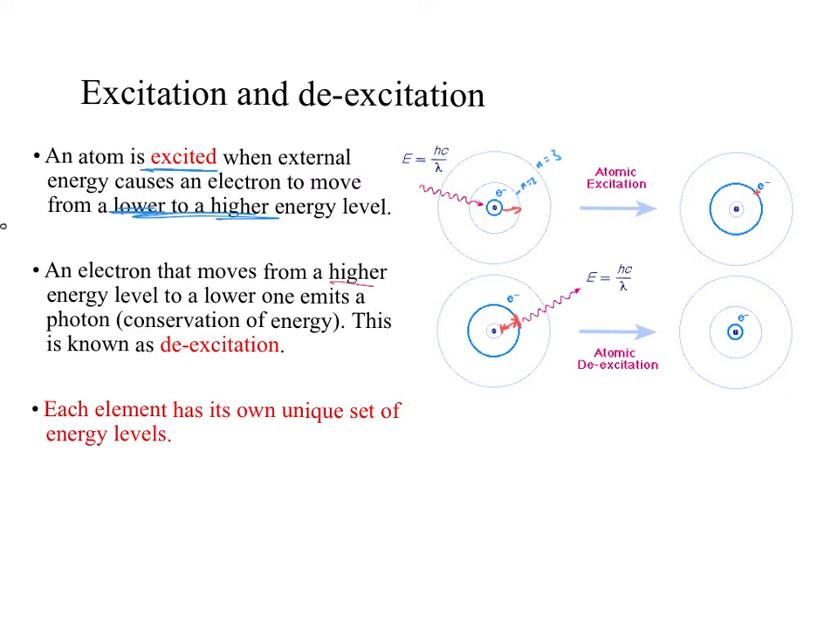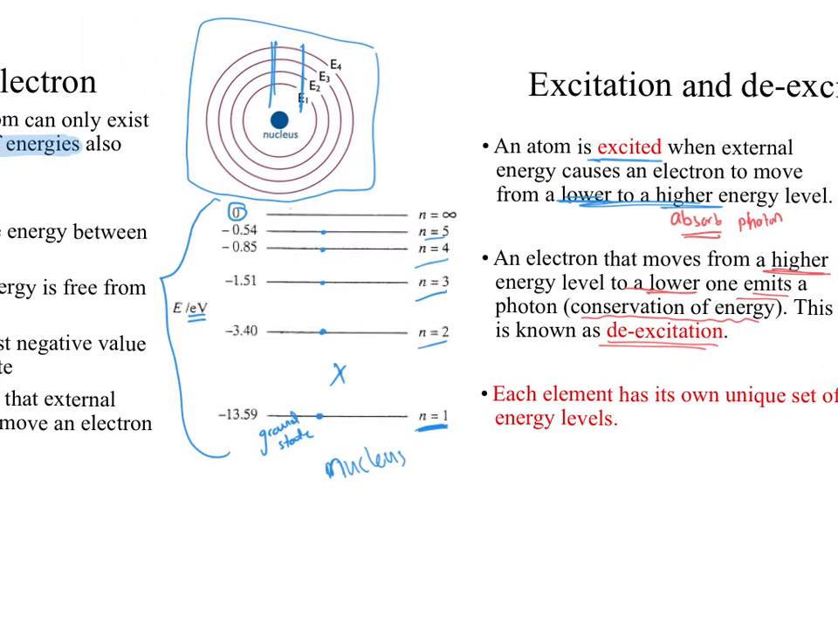So if it goes from a higher to a lower energy level, it emits a photon. It doesn't absorb one. So in this case, it will absorb a photon. Here, it emits a photon of that specific amount of energy, and we need to consider the conservation of energy. That's why you can't create or destroy energy, which we call de-excitation when it goes from a higher to a lower energy level. So just to remind you, once again, these are considered the higher energy levels. These are considered the lower energy levels.